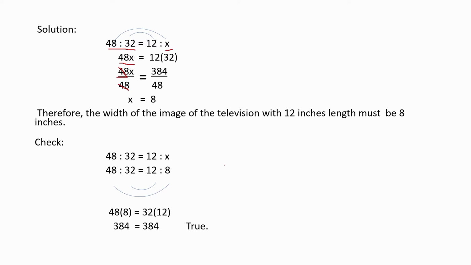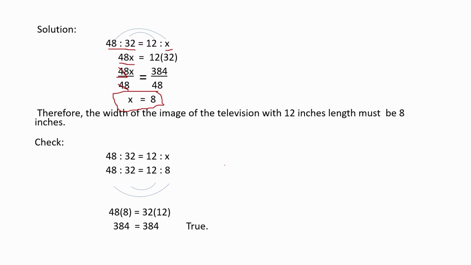Then we have 384 divided by 48, so we have 8. Therefore, our x is equal to 8. So since the unknown here is x, which is equal to 8, therefore the width of the image of the television with 12 inches length must be 8 inches.